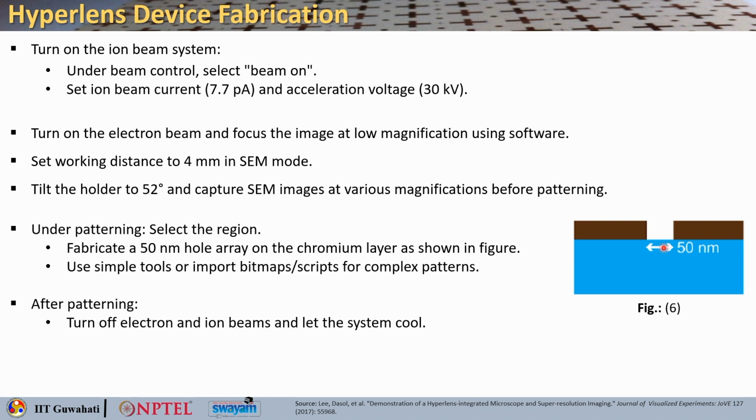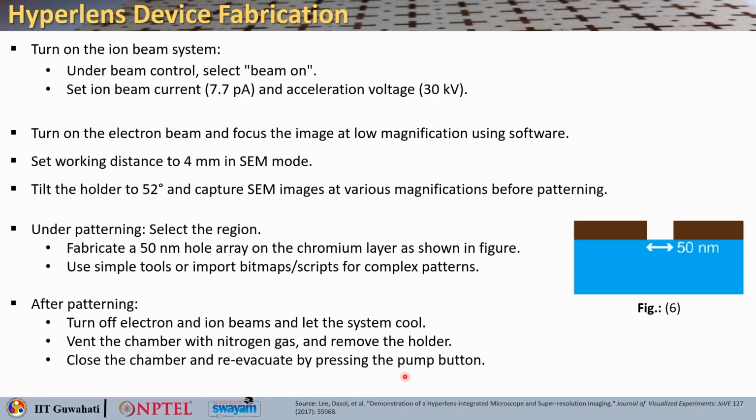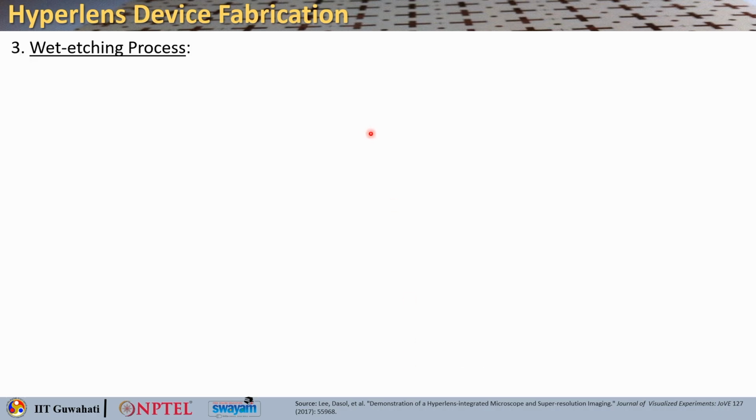So, after the patterning is done, you have to turn off the electron and the ion beams and let the system cool down. You vent the chamber with nitrogen gas and remove the holder, and finally you close the chamber and re-evacuate by pressing the pump button. So, with that your sample is ready for etching.